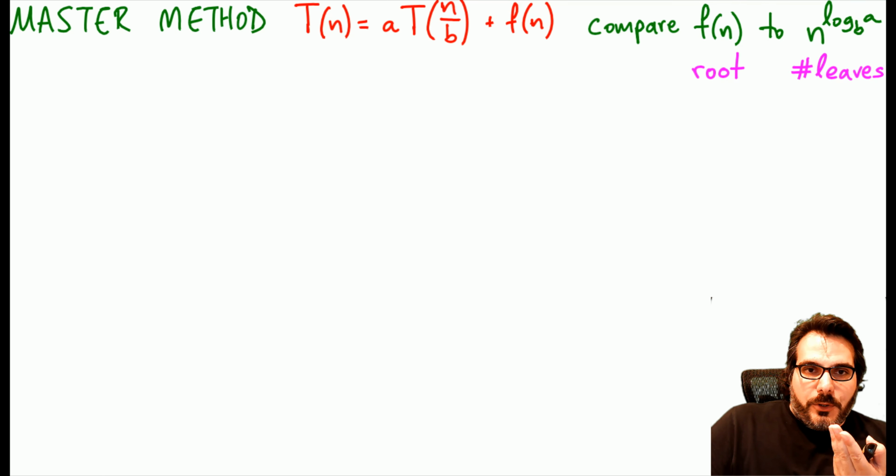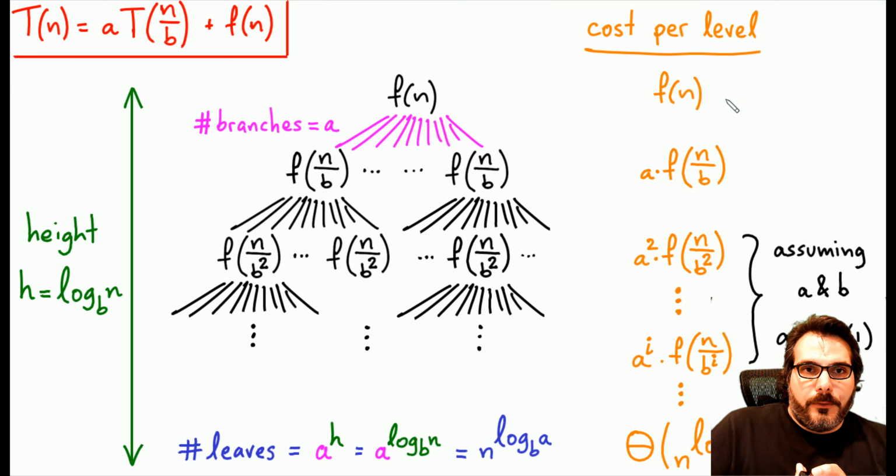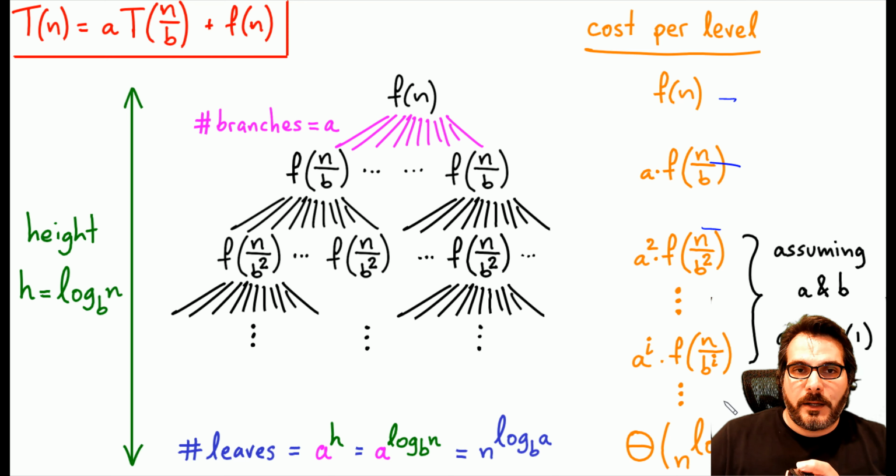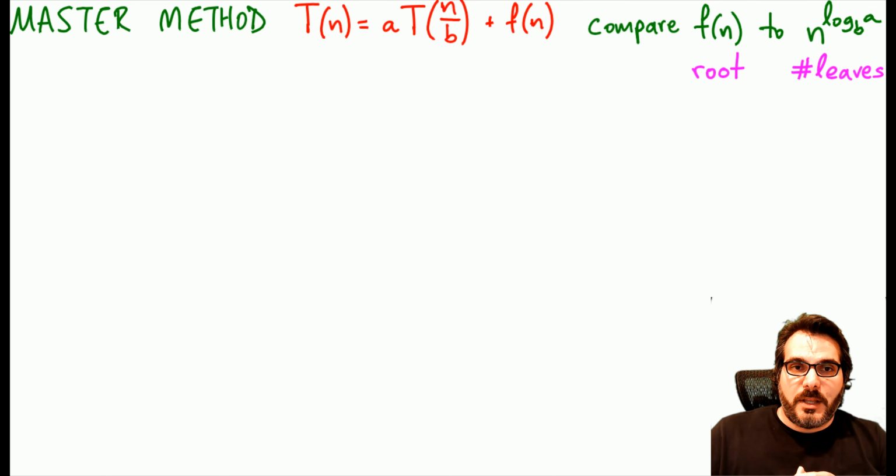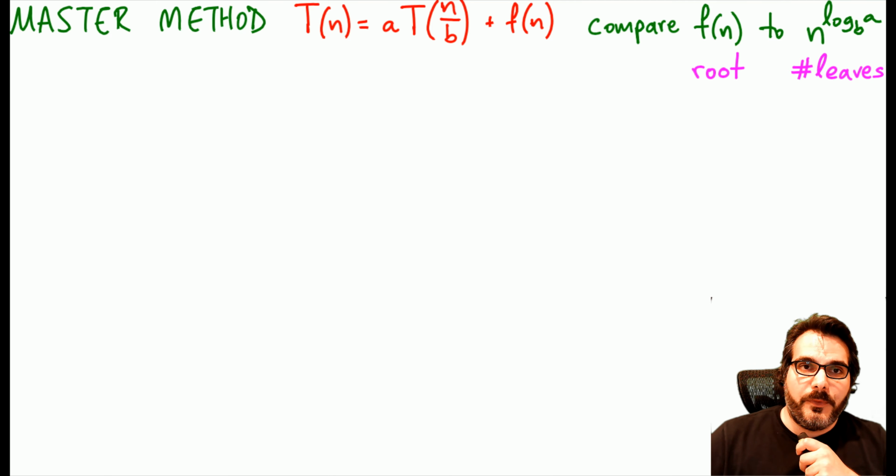So now what we are going to do is, as you see here, for each level we come up with these costs, okay? And then we calculate the number of leaves, and we assume each leaf is theta 1. So we know, as we did in the recursion trees, how much we spent at each level. So here you're going to compare the root f(n) to the number of leaves, n to the power of log base b of a.